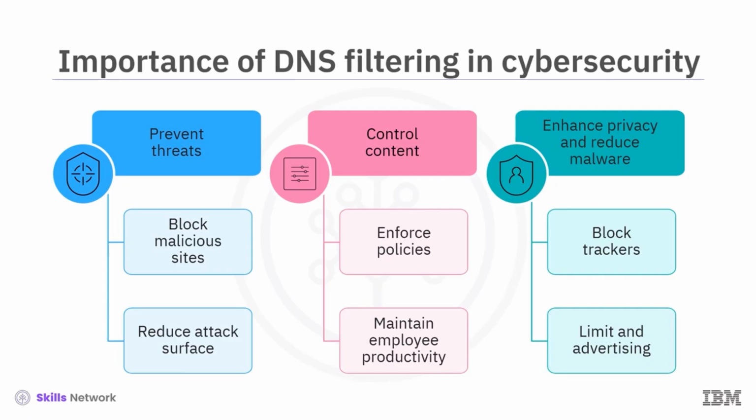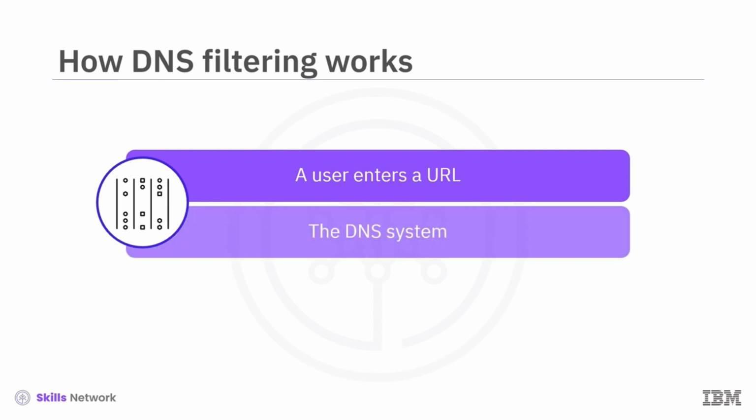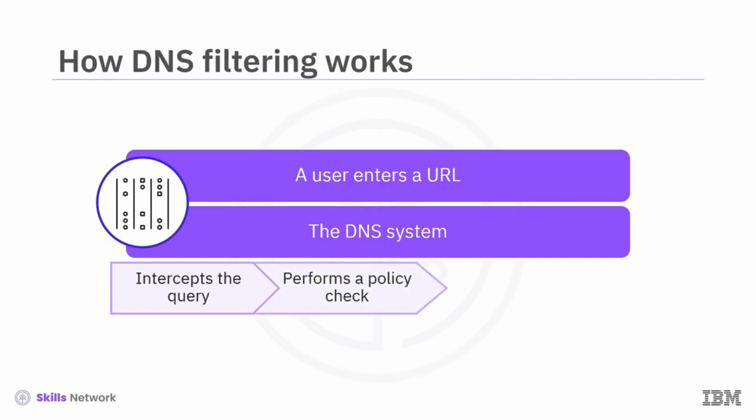Next, learn how DNS filtering works. First, when a user enters a URL into their browser, the DNS system resolves the domain name to an IP address. The DNS filtering system intercepts the DNS query, which can happen using a DNS server configured with filtering rules. Next, the DNS system performs a policy check. The DNS filtering system checks the requested domain against its filtering policies, which likely include blocked and allowed sites. Then, based on the policy check, the DNS filtering system either allows the query to proceed, returning the correct IP address, or blocks the query, returning a predefined block page or an error message.